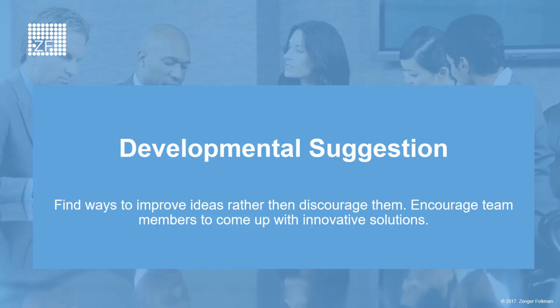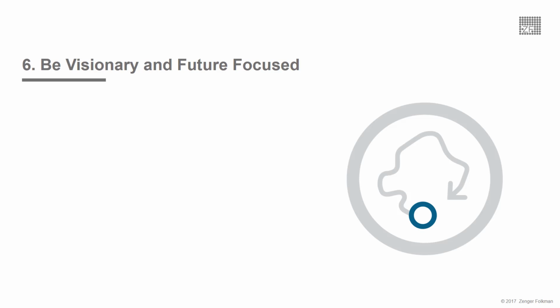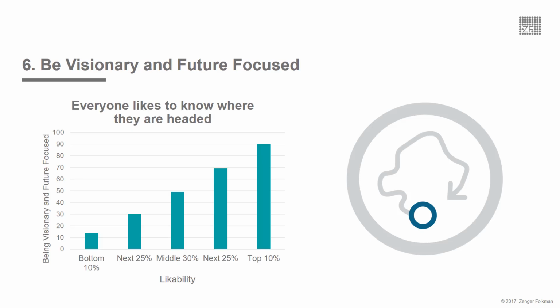The sixth item is very related to what Joe just got through talking about, and that is being visionary and future-focused, which is extremely correlated with a leader's likability. This may be driven by the fact that people in organizations so much want to know, where are we going, where are we headed? And the more that the leader is able and willing to do that, the more likable that person apparently becomes.